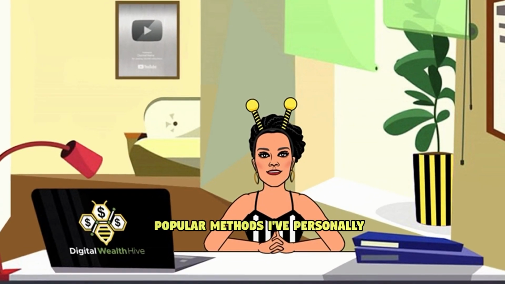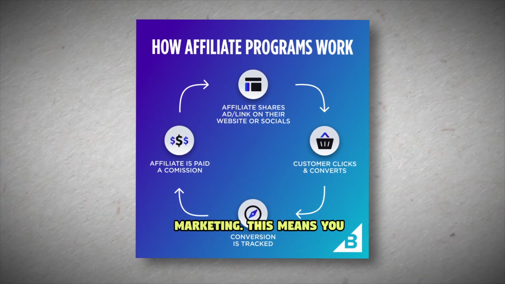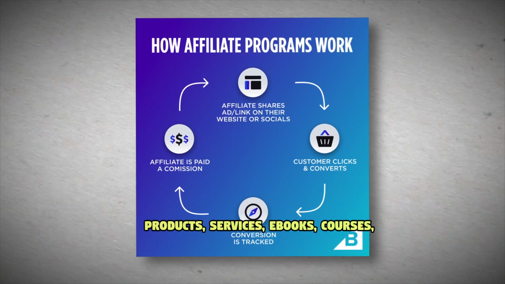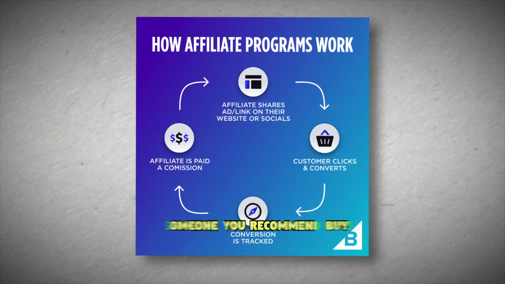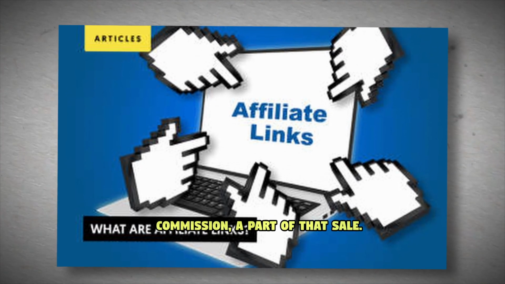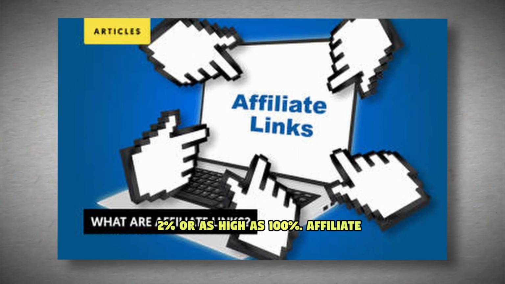I'll focus on the 4 most popular methods I personally tried. The first way is affiliate marketing. This means you recommend other people's stuff, products, services, ebooks, courses, using a special link. When someone you recommend buys something through your link, you get a commission, a part of that sale. Commissions can be as low as 2% or as high as 100%.